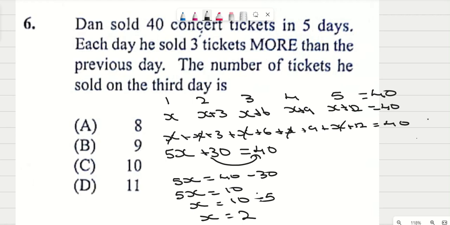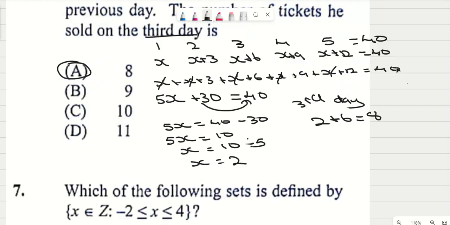All right, they ask you for the third day. The third day is X plus 6. So the third day would be 2 plus 6, which is equal to 8. So A is your answer. This is how you do this question. This question is a little bit more working than usual, but that is how you would do it, right?